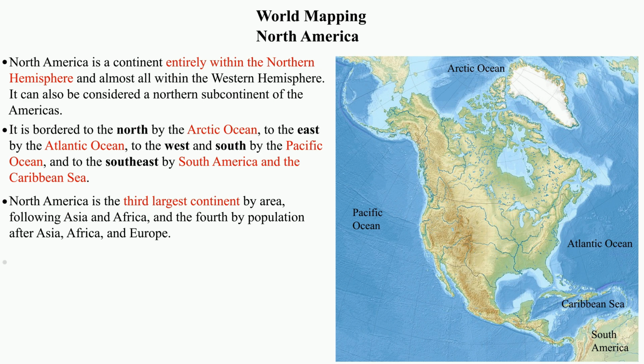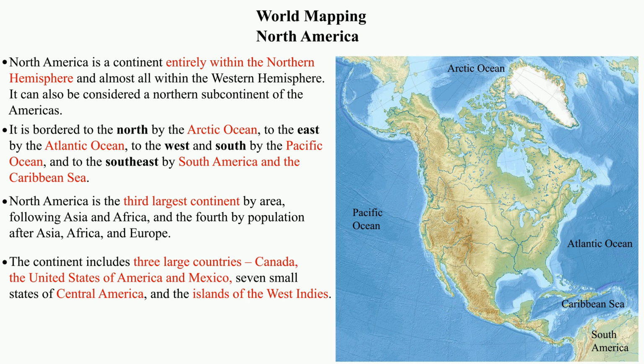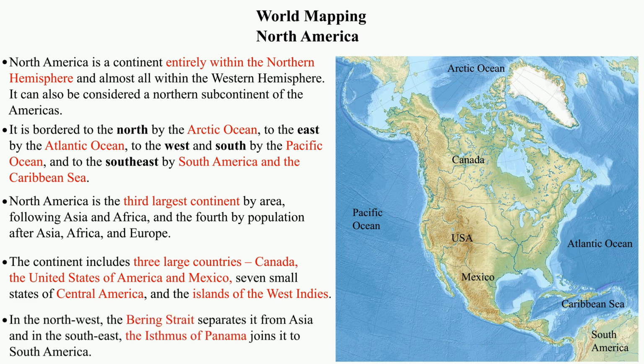The continent includes three large countries: Canada, the United States of America, and Mexico, and seven other small states of Central America and the islands of the West Indies. In the northwest, the Bering Strait separates it from Asia, and in the southeast, the Isthmus of Panama joins it to South America.